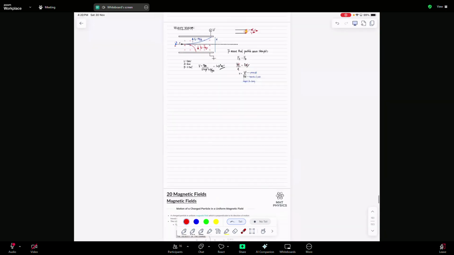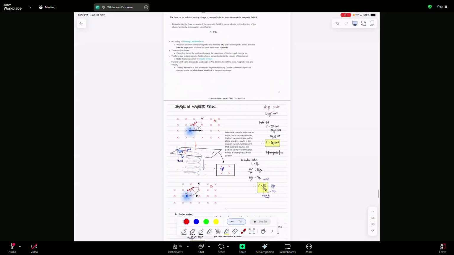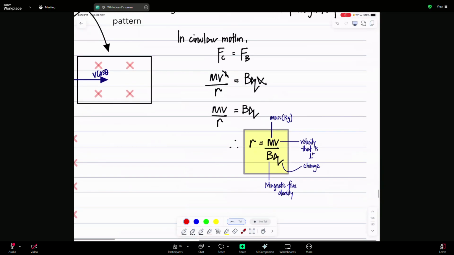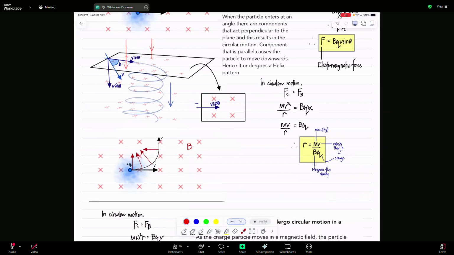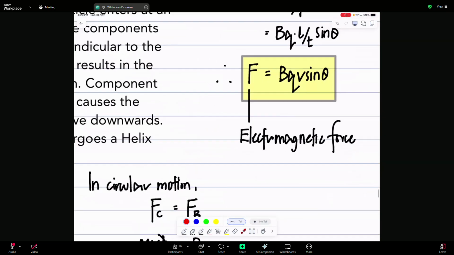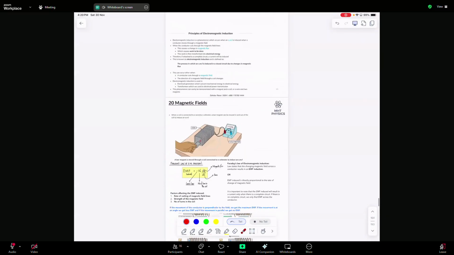This one, the one I said that will make you derive every year. This centripetal force equals magnetic force. Okay, if you get a question from this topic, this is it. This is what will make you answer it. Okay, from here, apart from BQV, there are no other kinds of equations equation-wise.